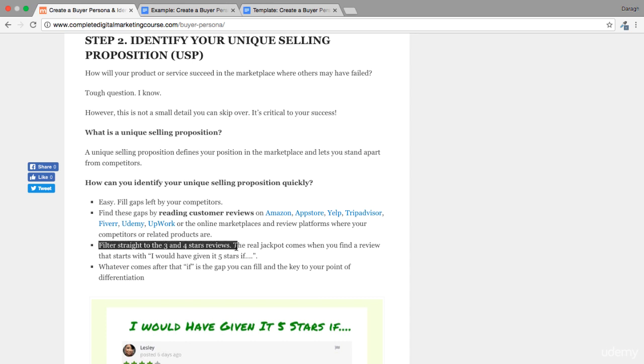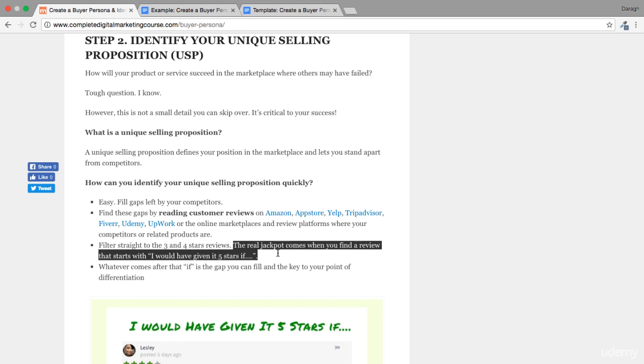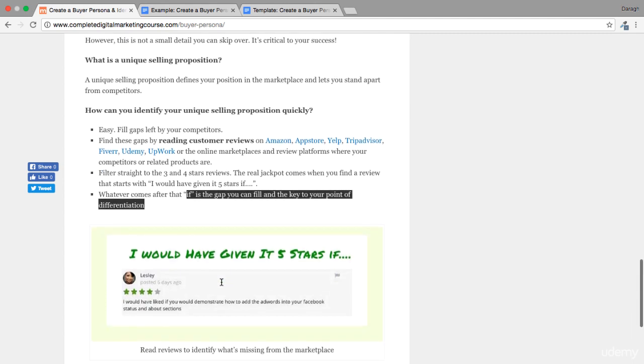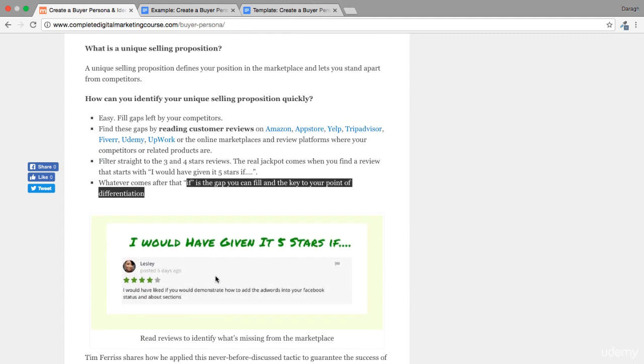Filter straight to the 3 and 4-star reviews. Probably the 5-star reviews, they're pretty happy, so they're not going to say anything. 1-star reviews can sometimes be a little bit biased, too negative. So you want to look at those 3 and 4-star reviews and really look for reviews that say something like this: I would have given it 5 stars if, and whatever comes after that if is something that you can add to your product to really be a point of differentiation, that you fulfill that thing that the other product didn't. And that's where you can really fill the gap in the marketplace. Yes, you might only be improving the product by 10-20%, but if that's enough to get a sale, well, then that's all you need to do.